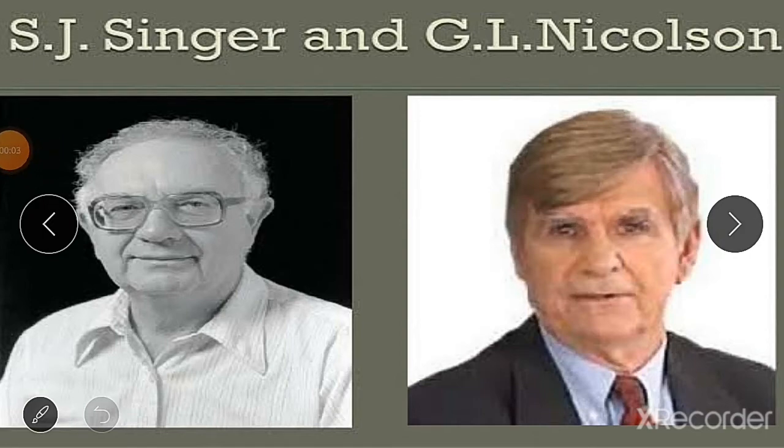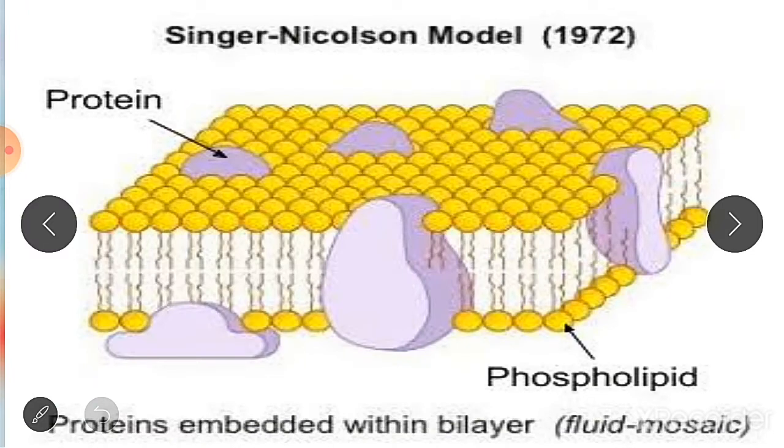So according to them, the plasma membrane is made up of a bilayer, that is two molecules thick. Bilayer means a two-molecule thick layer, and it is made up of phospholipids. Here you can see two layers of phospholipids, this one and this one, in yellow color. So these are the two layers of phospholipids.